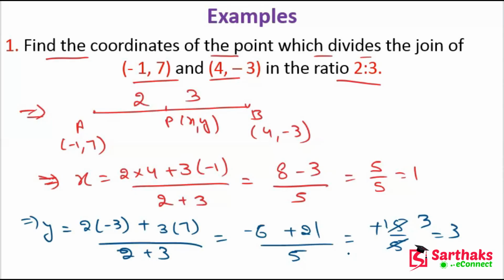I hope you understand these things. So the coordinate P is: x is 1 and y is 3. So (1, 3).